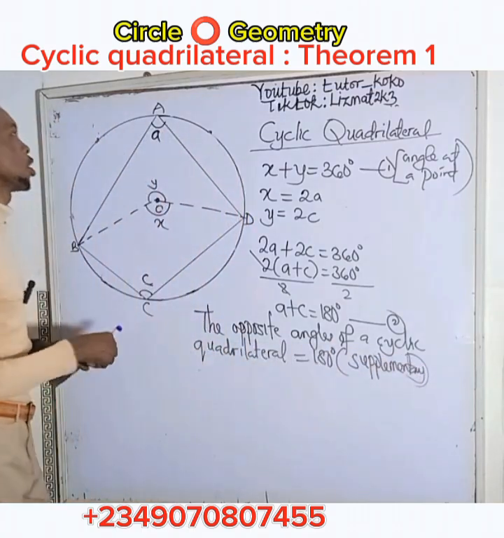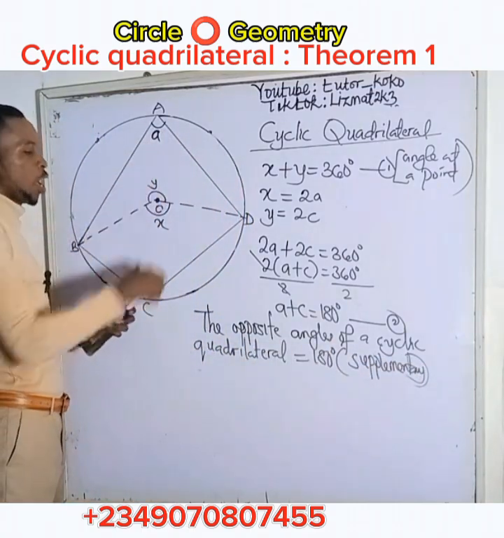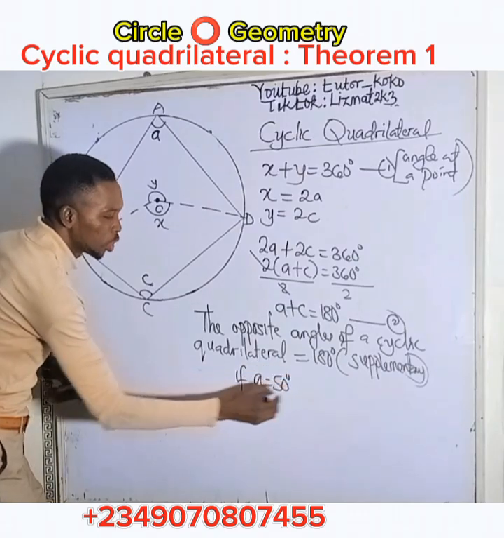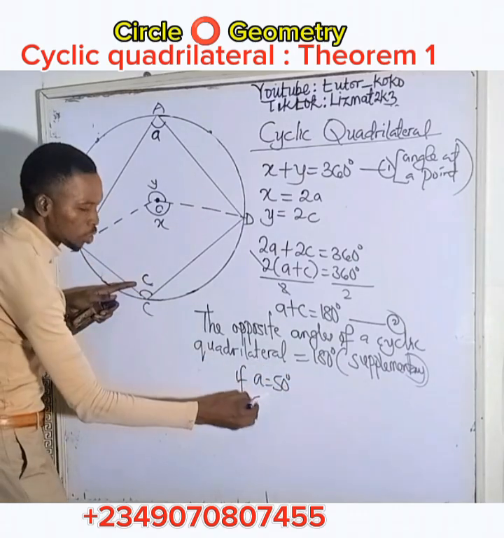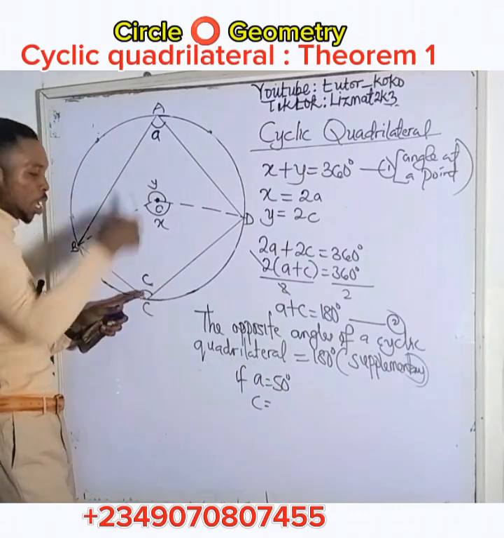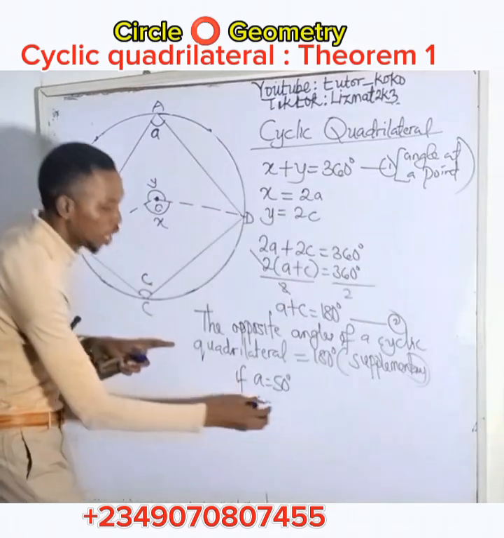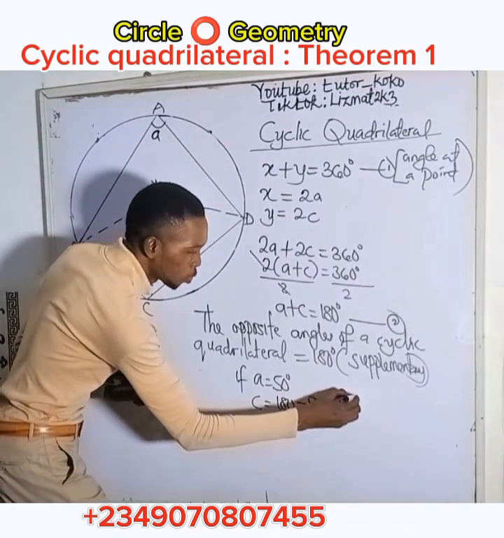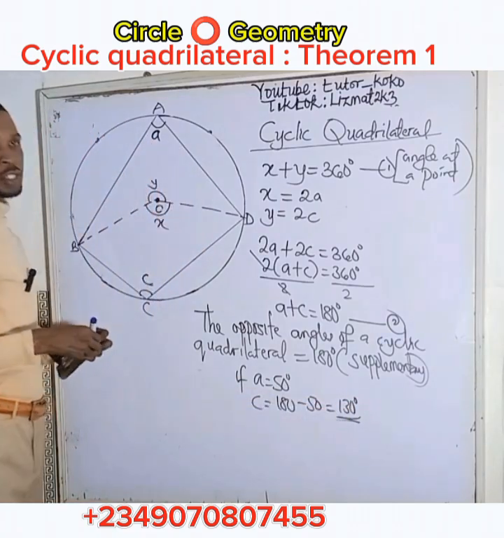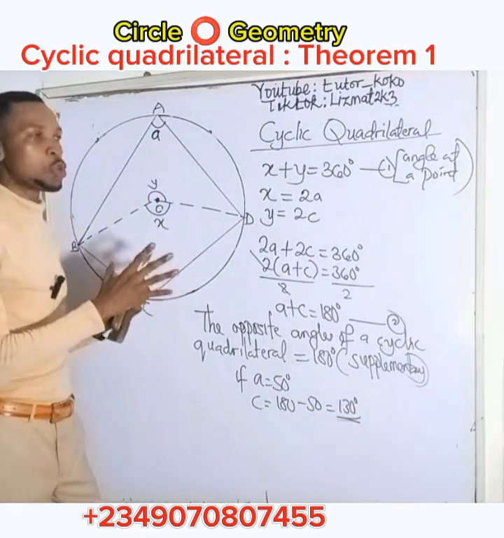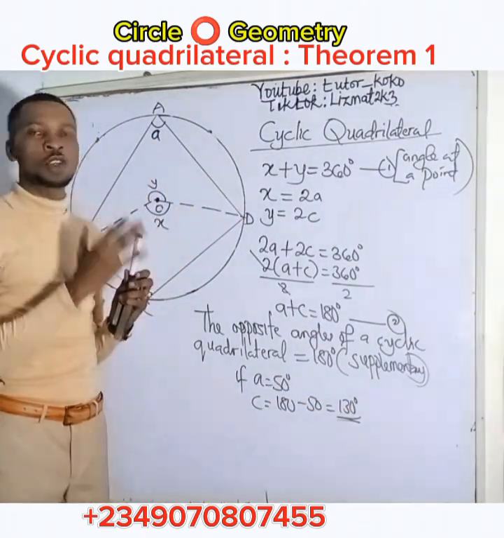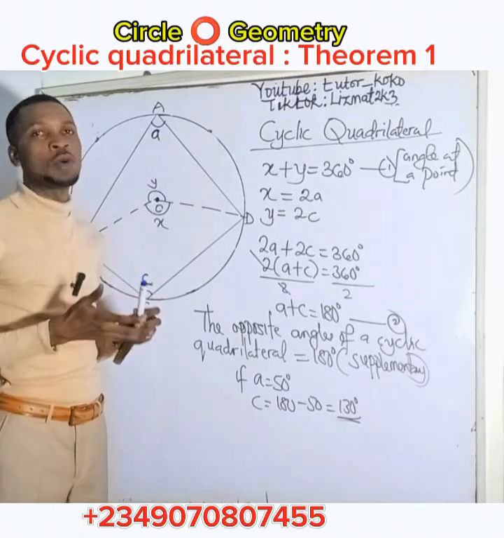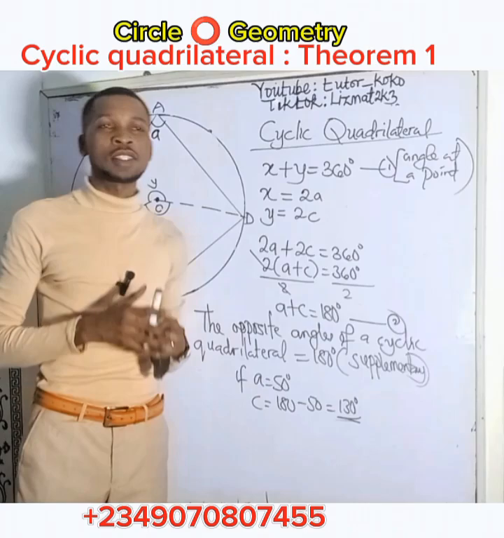Supplementary. That is, if you are given this angle here, if A is given as 50 degrees and you are asked to find angle C, you already know that A and C should sum up to 180. That means you're going to take away A from that. That's going to give us what? 130 degrees. So this is one theorem under cyclic quadrilateral. In the next video, I'll be explaining another theorem under cyclic quadrilateral.